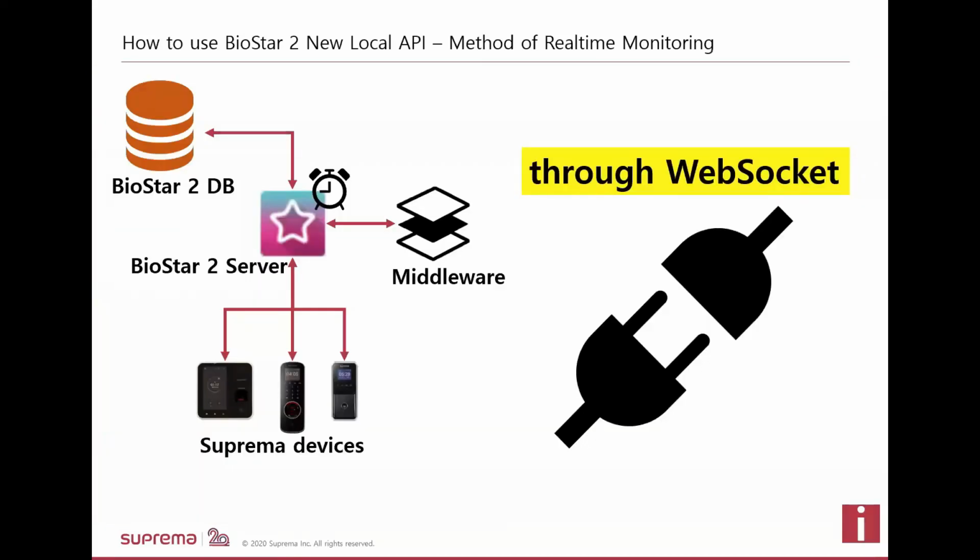If you would like to get the event log in real time, we recommend you use the WebSocket method rather than the BioStar 2 API. This is because once an event log is generated, it will be displayed in the monitoring section of BioStar 2 first, and then it will be saved in the BioStar 2 DB after a few seconds. There is a little time gap between them. Therefore, you need to get the real-time log via WebSocket.